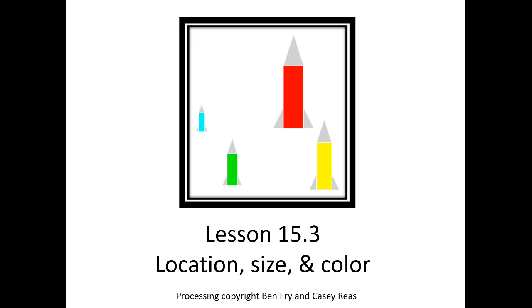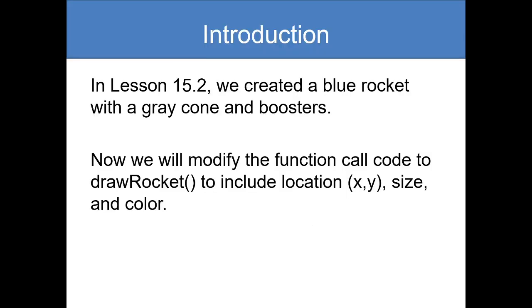Alright, so today we're going to be talking about how to change location, size, and color of a specific kind of object inside of a procedure. Last time, we created a blue rocket with a gray cone and gray boosters, or what I called fins. Now we're going to modify that so that whenever we use draw rocket, it tells it where to go, what size to be, and what color to be as well.